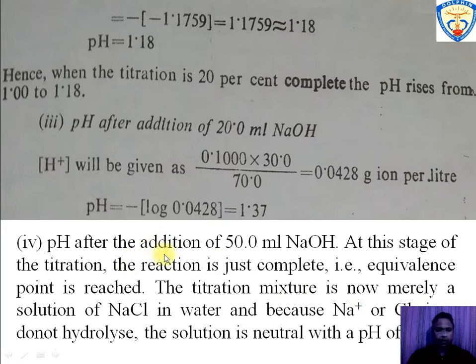In point 4, pH after addition of 50 ml NaOH: at this stage the equivalence point is reached because 50 ml NaOH reacts with 50 ml of HCl to form NaCl and water, and NaCl salt is formed from a strong acid and a strong base and does not hydrolyze in water, and the pH of the mixture is neutral, that is 7.